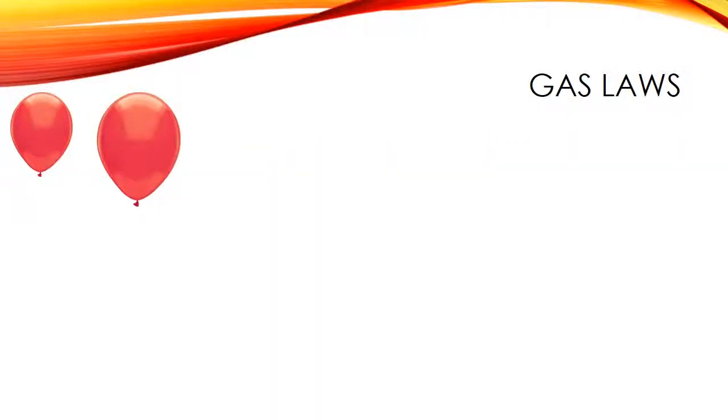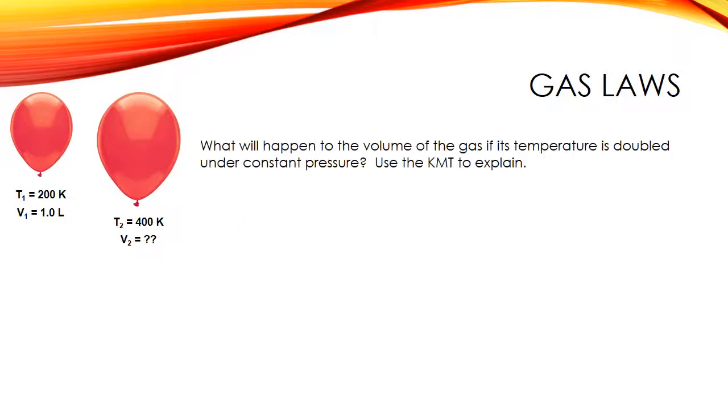So just like our previous relationships, we are going to put some numbers on this. So let's say we have this scenario where the temperature of the gas in the balloon to start with is 200 Kelvin. Again, remember the importance of the Kelvin scale. And we are going to double it to 400 Kelvin. So we have doubled the kinetic energy of the particles in the balloon. I want to know what happens to the volume to keep that pressure the same. So what will happen to the volume of the gas if its temperature is doubled under constant pressure? Use the kinetic molecular theory to explain.